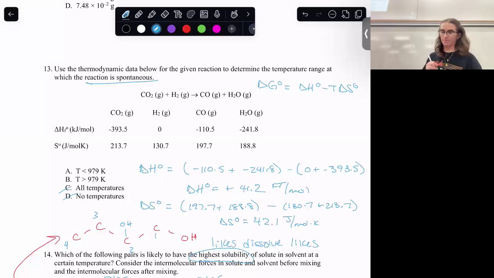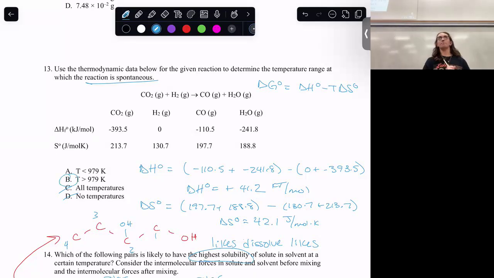So which one can we get rid of? We can get rid of C and D. Right? If this was a negative delta S, then we know that's going to never be spontaneous. But because it is a positive delta S, we know that it's going to be spontaneous at some point. Is it going to be spontaneous at high or low temps? High temps. So which one's your answer? B is your answer. Yep.